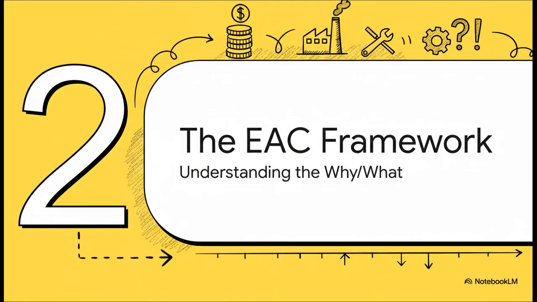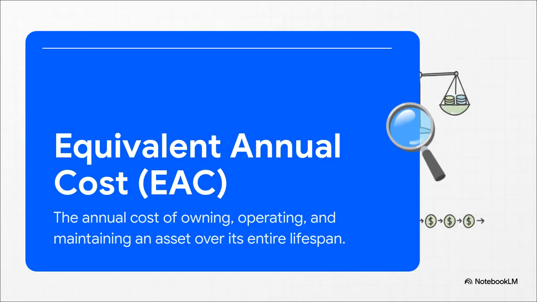Okay, so let's get into the framework itself. We're going to break down precisely what equivalent annual cost is and really see why it's so essential for any kind of smart financial planning. At its heart, EAC basically annualizes everything. It takes that big, scary upfront purchase price, factors in all the maintenance and operating costs you're going to have, and spreads them evenly across each year of the asset's life. Honestly, the best way to think about it is like a subscription fee. Instead of one massive payment, EAC tells you the all-inclusive annual cost to have that asset working for you.